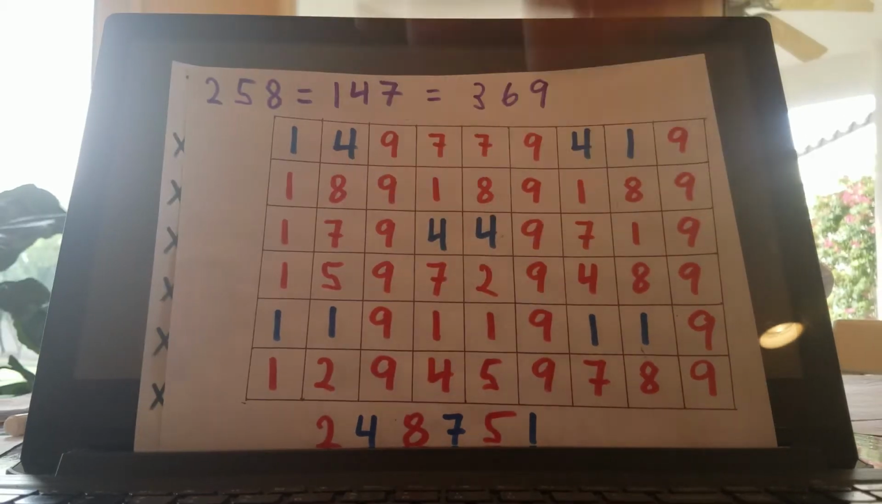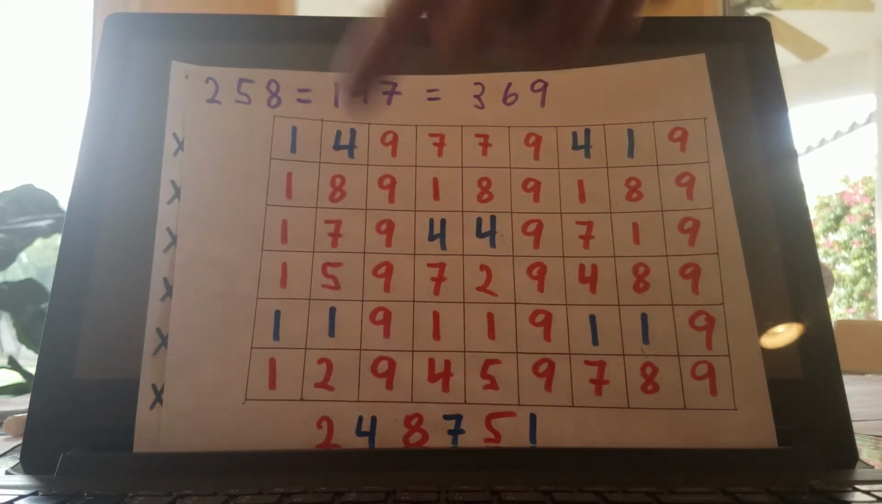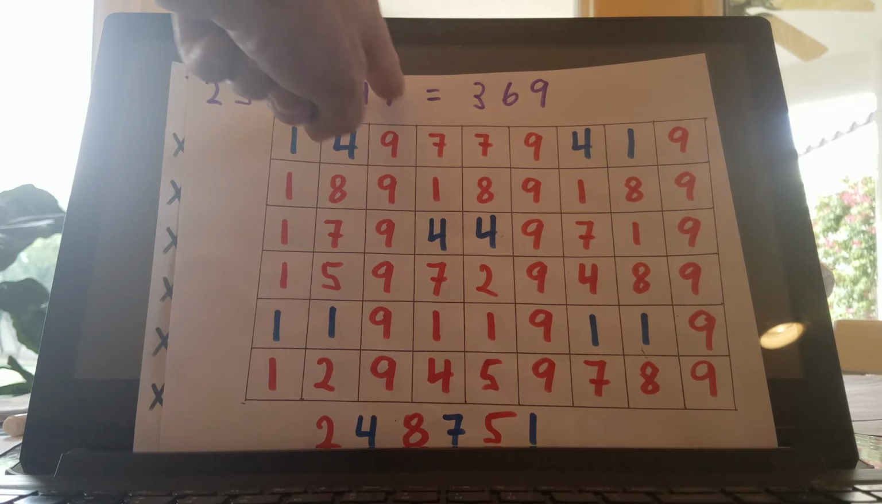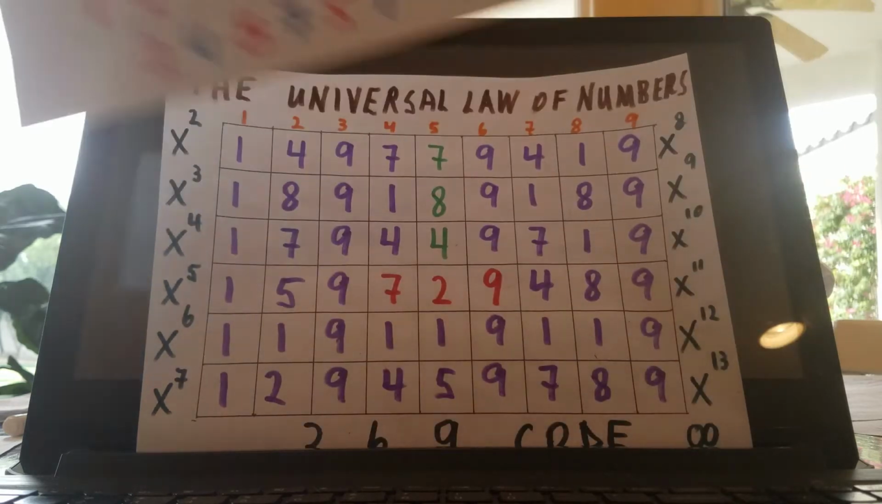Now, it gives us the 369 code in another way too, because each one of these pairs of numbers has three ways of becoming a 3, three ways of becoming a 6, and three ways of becoming a 9, and we know that 3 plus 6 equals 9, and that's the 369 code.